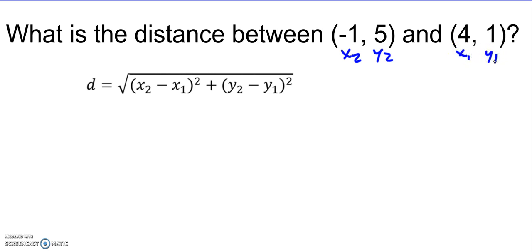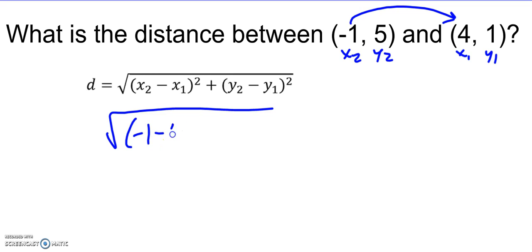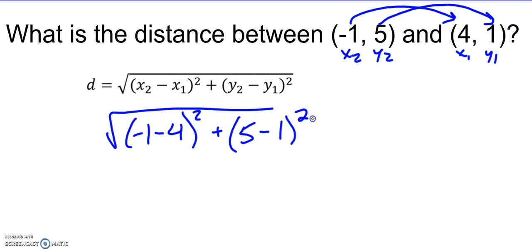And if you wanted to, you could try it the other way, and we should come out to the same answer. But basically, I will be doing negative 1 minus 4 to the second, plus 5 minus 1 to the second power. And here's where it gets a little interesting. Negative 1 minus 4 is negative 5. And 5 minus 1 is 4.